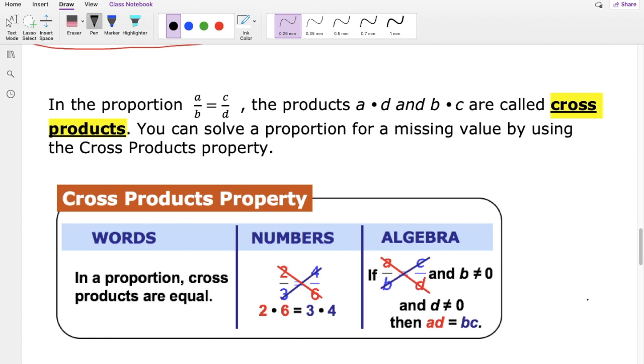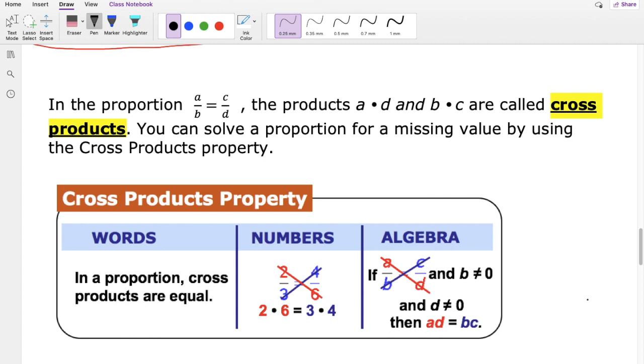So in this video, we are going to be talking about cross products, which is basically where if you have a proportion, all you need to do is just multiply both sides by each denominator, and what you end up getting is basically the cross products.